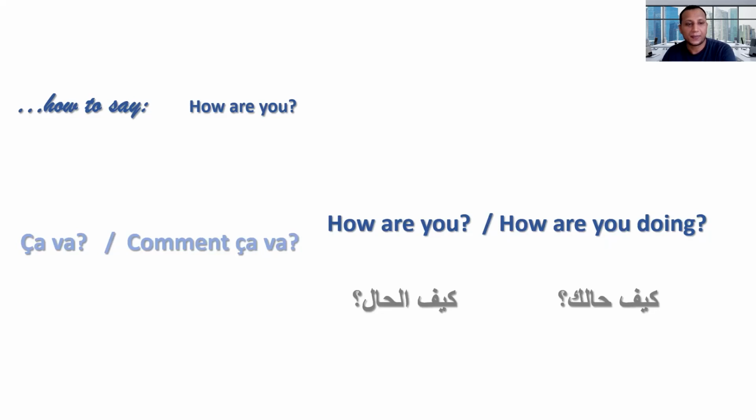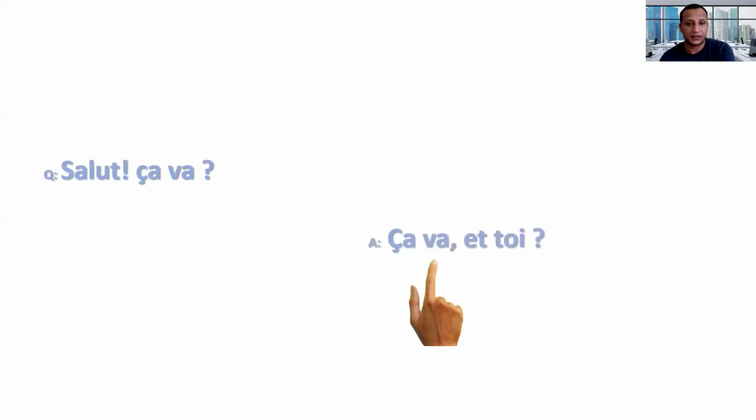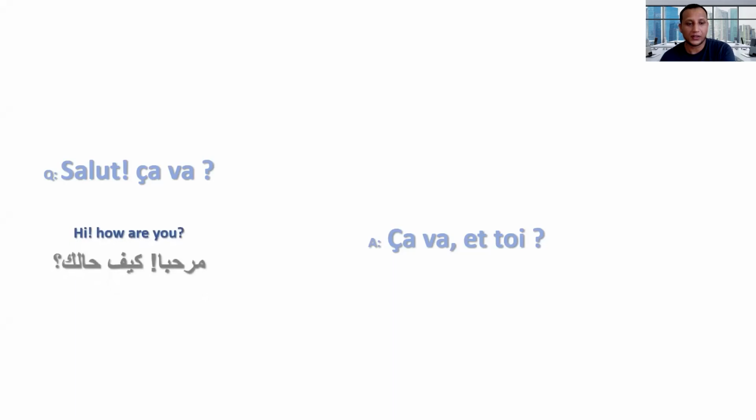Okay, guys, I have a note here. Look at this example. Ça va here, okay? Ça va can be used both to ask how someone is doing and to answer the question. Look at this example. The question, Salut, ça va? And you can answer using the same phrase, Ça va et toi? Okay? The conversation in French again, Salut, ça va? Ça va et toi?